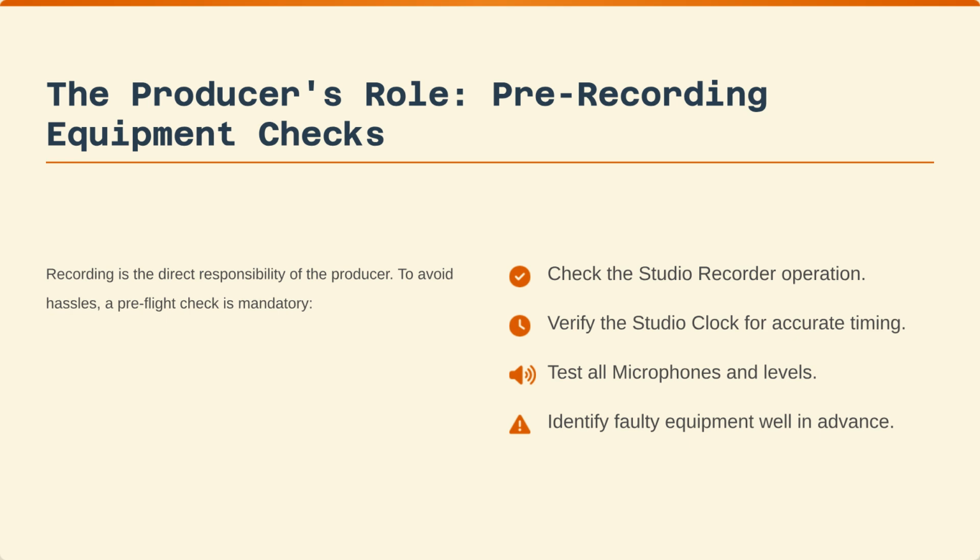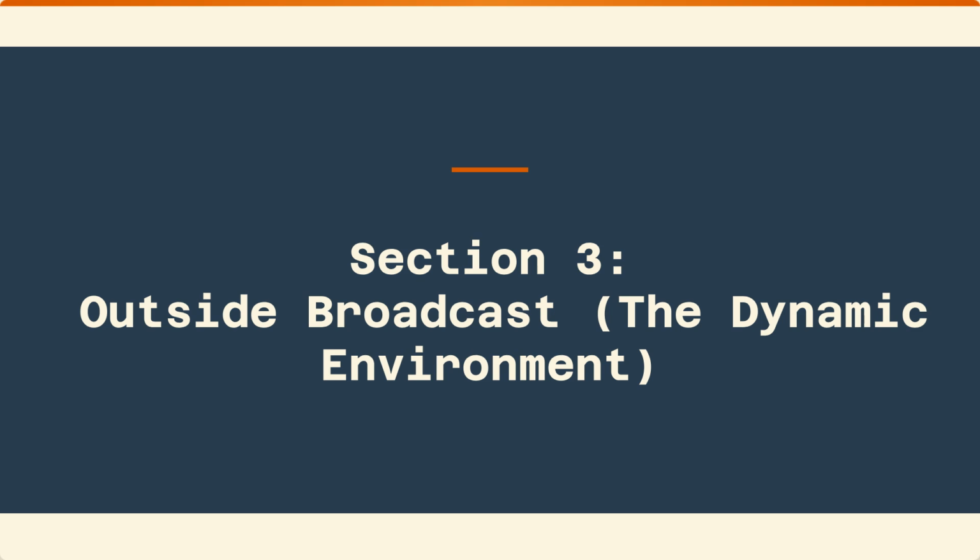A mandatory pre-flight check includes verifying the recorder operation, checking the studio clock, testing all microphones, and identifying any faulty equipment beforehand. We now transition to Section 3, Outside Broadcast, focusing on the dynamic recording environment.